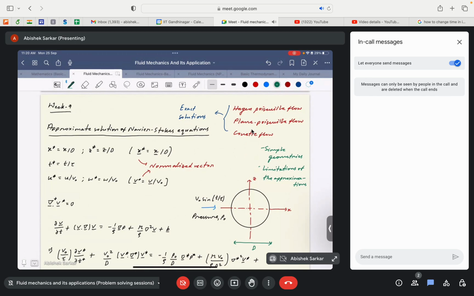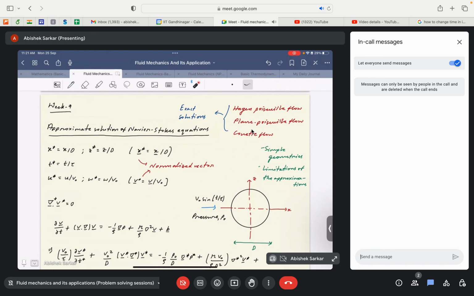Okay, so the main crux, the main point that we want to understand in today's session, the approximate solution of the Navier-Stokes equation, is up to what extent or limit the approximations that we made for the exact solutions were valid, right? Up to what extent can we say that a particular solution is valid, right?